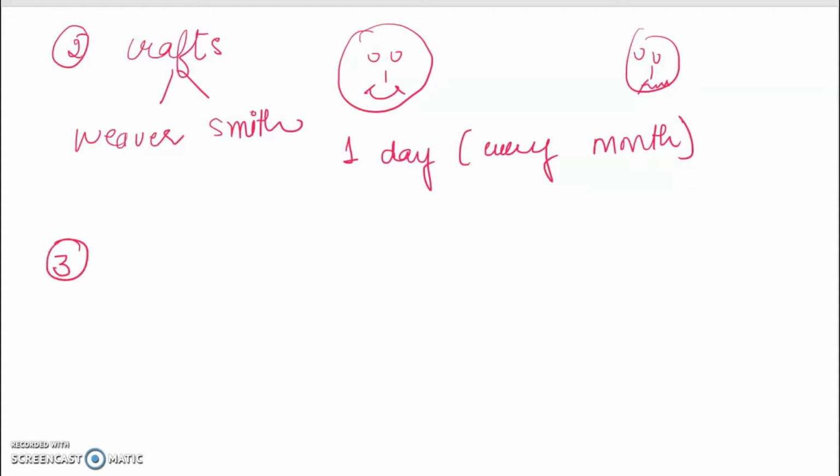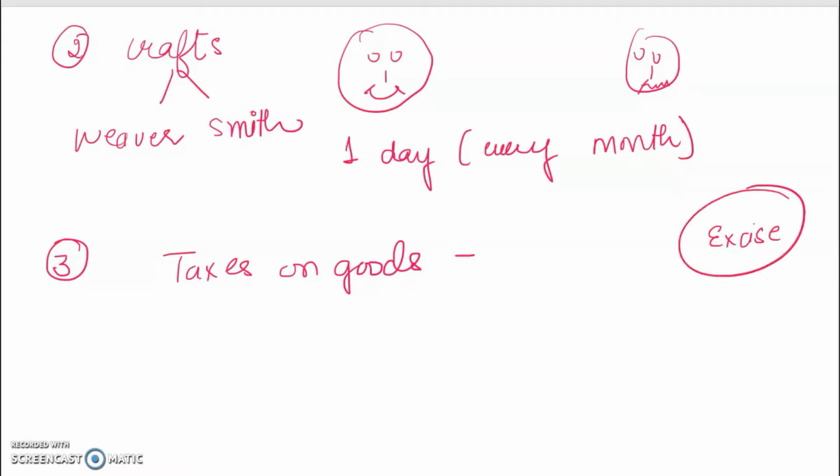The third came, taxes on goods. Whatever you're selling. Now we have taxes on goods, that is, if we are importing it, that's custom tax. And if we are producing it within the country, we call it excise. Something that's manufactured within the country. But at that time, this term was not coined, and whatever trade was going on, whatever goods, they had to pay the taxes.